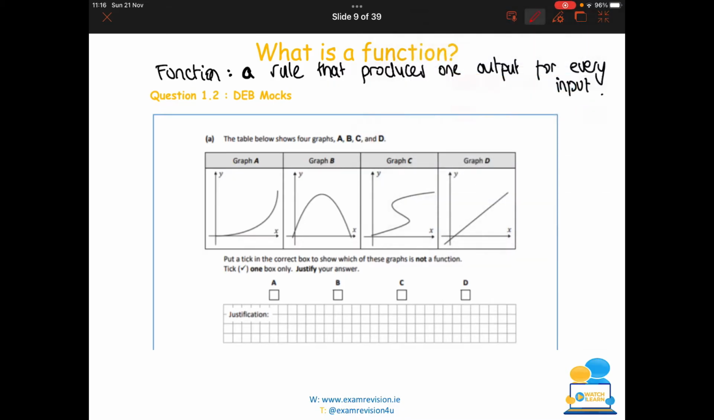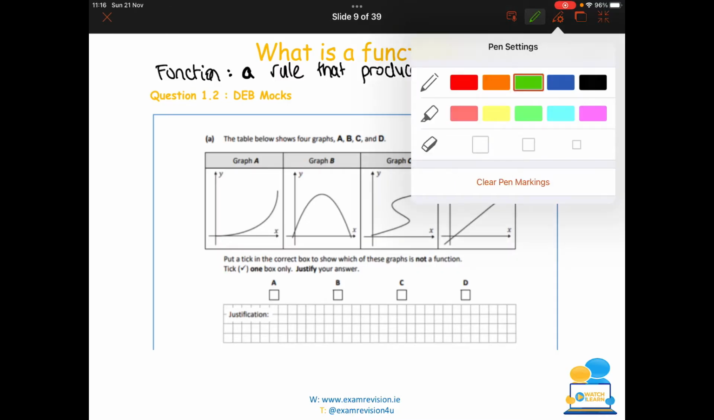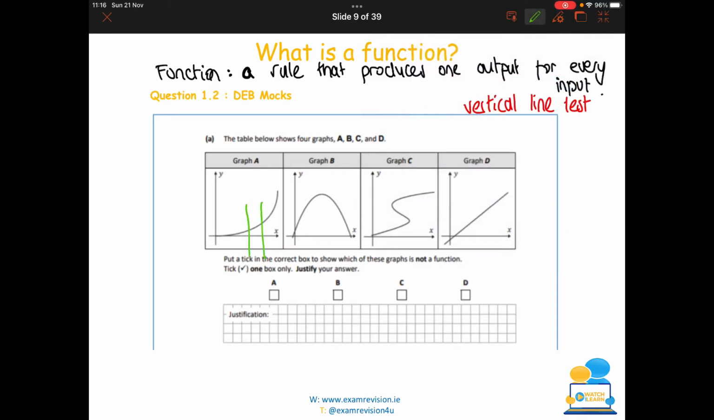When we looked at our keywords, we also gave a method for testing whether something is a function, and it was the vertical line test. What this means is that if I draw a vertical line through all parts of my function, it should only hit it once. So let's try my first one here. I draw a number of vertical lines through graph A. As you see, it only hits it once, so therefore that is a function.